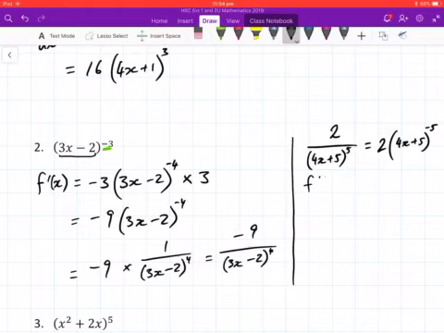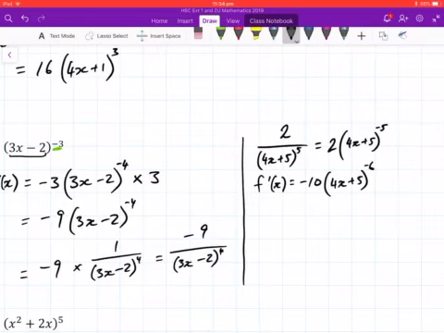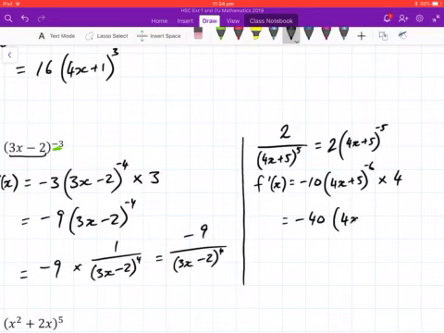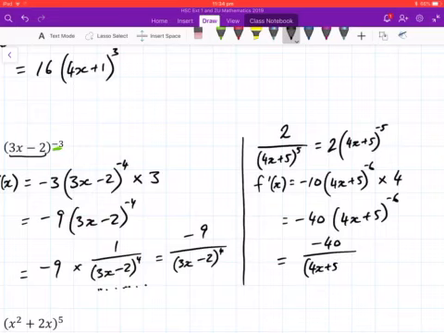Well, we might as well go ahead. f dash x is equal to, well, negative 5 comes down, we multiply it by 2, so it's going to be negative 10. What's inside the bracket stays the same, to the power of negative 6, times the derivative of what's on the inside, which is just 4. So this is going to be negative 40, (4x plus 5) to the power of negative 6. And using exactly the same principle as over here, this becomes minus 40 over (4x plus 5) to the power of 6.